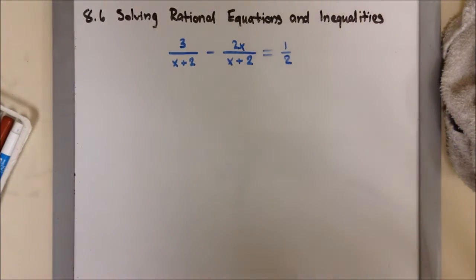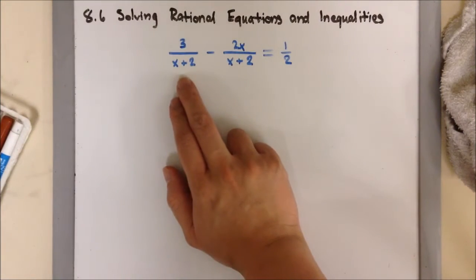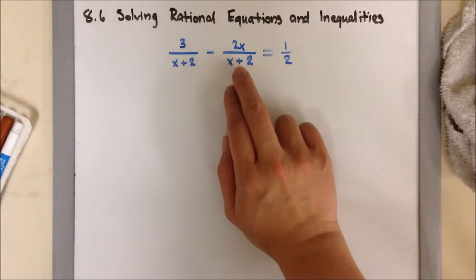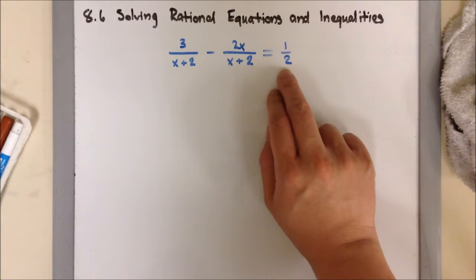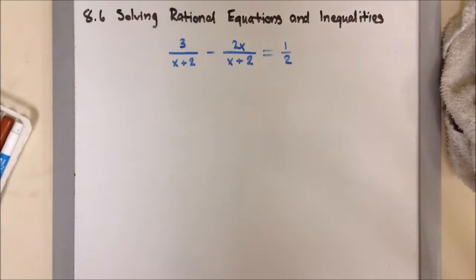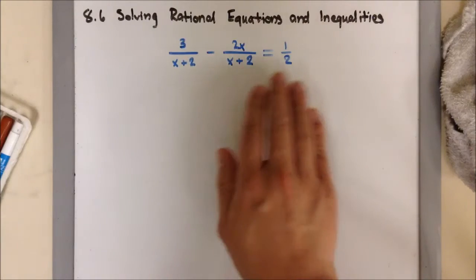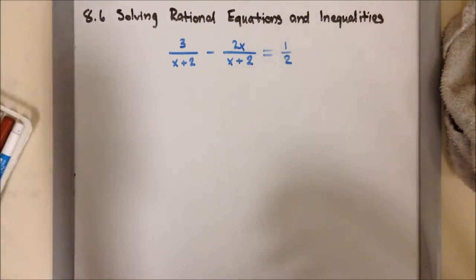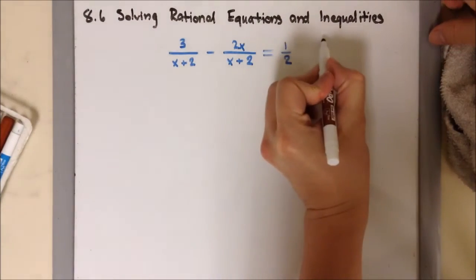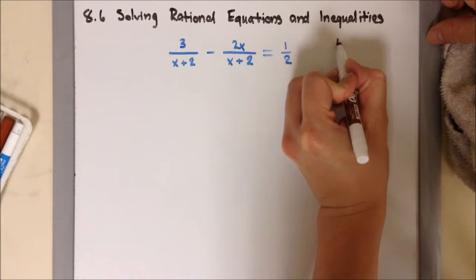In this next example, we have 3 over x plus 2 minus 2x over x plus 2 equals 1 over 2. So right now, we have 3 fractions, meaning all parts are fractions, which is good. Next is to identify your LCD. So let me write LCD here.